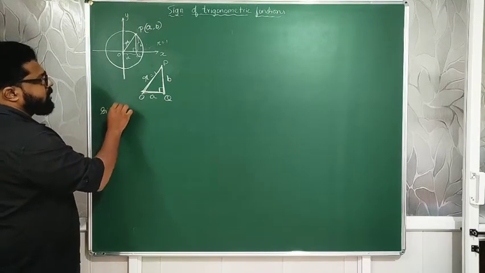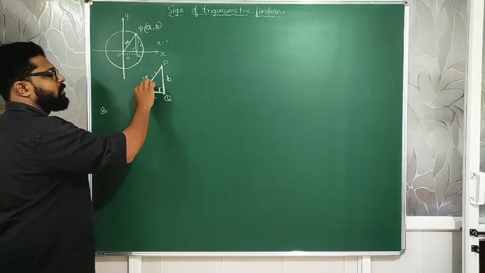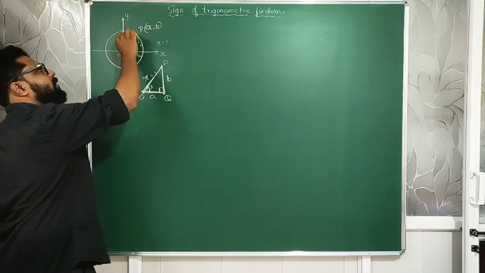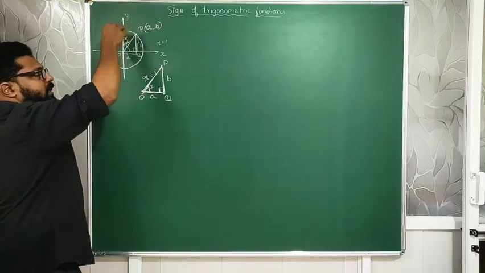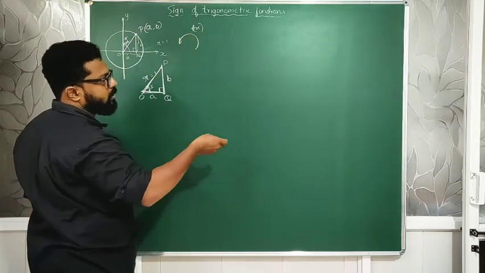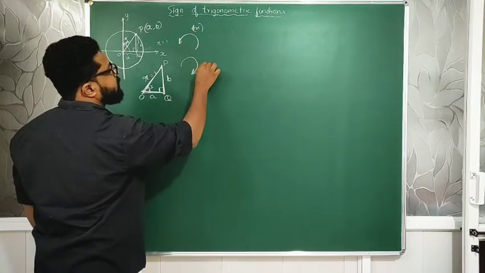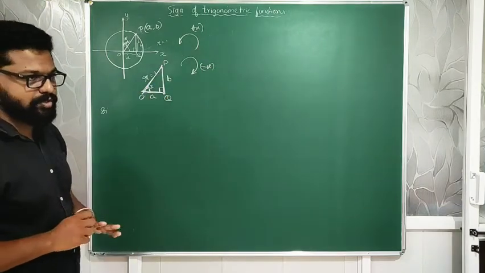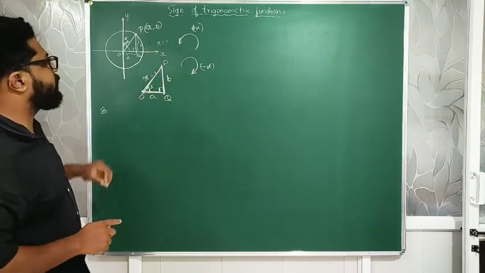Suppose I take this angle as x. The angle measured anti-clockwise is considered to be positive, and the angle measured clockwise is considered to be negative. This is the sign convention for the measurement of angles, so let's remember it: anti-clockwise is positive, and clockwise is negative. That's how we measure the angle.